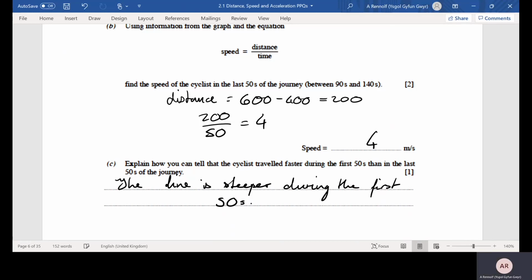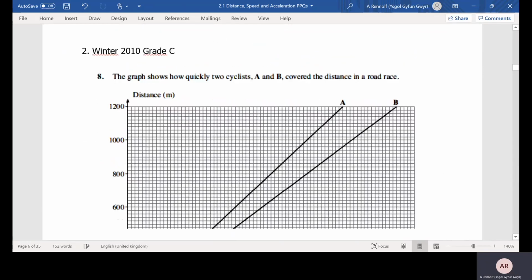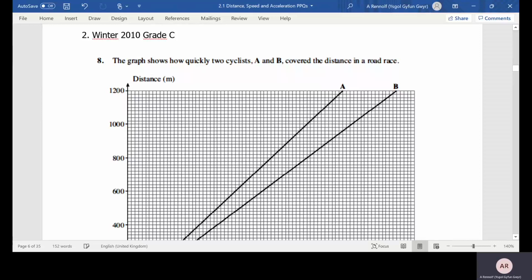50 seconds. Now bear in mind, with that answer, I've not just said that the line is steeper, I've specified which part of the race I'm talking about as well, okay? Because this question is asking me about 2 different time intervals. It's asking about the first 50 seconds and the last 50 seconds. So we need to make sure that whatever answer we give, we specify which of those periods we're talking about. Pause the video here, have a go at the next question.